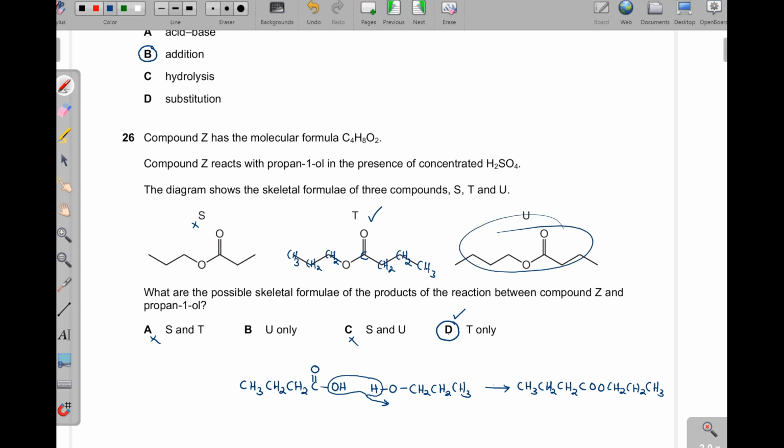But let's check U to prove that it is also wrong here as option B. So this is CH3, CH2, CH2, CH2. Now that means the alcohol here is butan-1-ol. Do you see that? This is CH2, CH2, CH3. This is actually butyl butanoate. You see that? So that means this one is wrong.